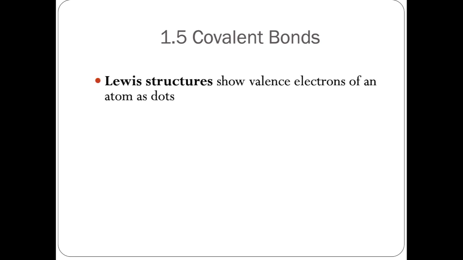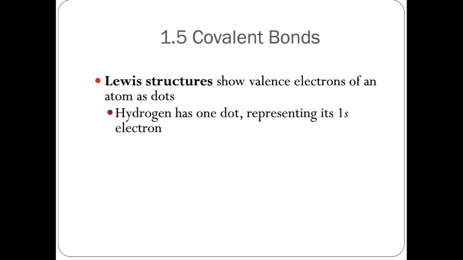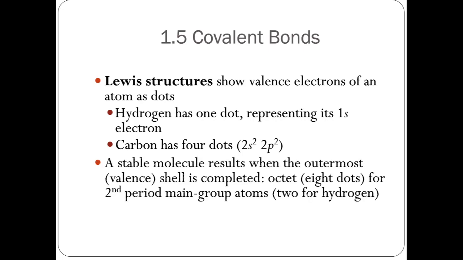Lewis structures show valence electrons of an atom as dots. Hydrogen has 1 dot, representing its 1s electron. Carbon has 4 dots, 2s2, 2p2. A stable molecule results when the valence shell is completed. Octet, 8 dots, for second period main group atoms, and 2 for hydrogen.